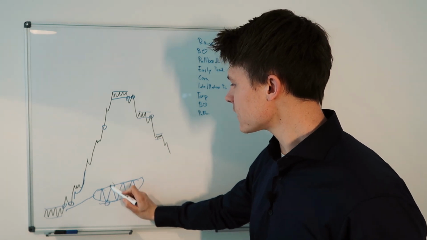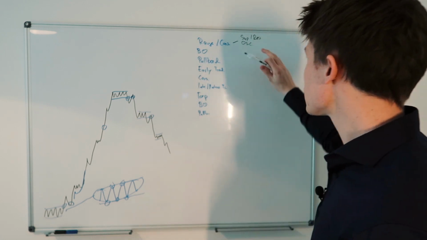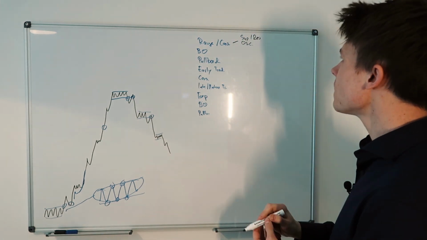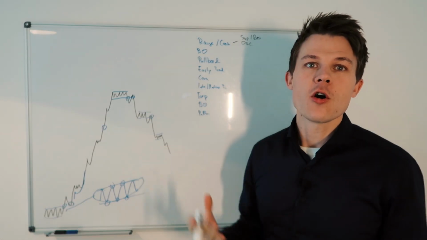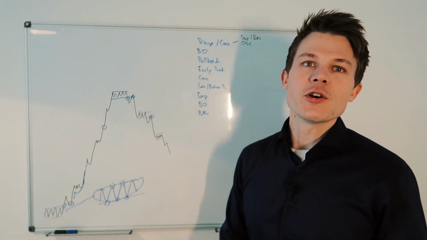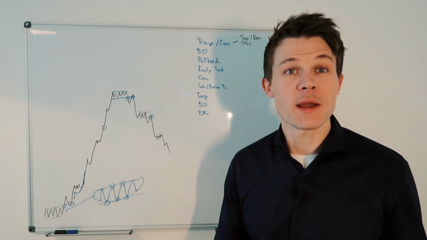You can use oscillators here to identify the swing points and the turning points. So oscillators are a very great tool here as well. And so this is typically what you use during a range market or during a consolidation. You don't use things like moving average, because moving average during a range market does not make any sense.